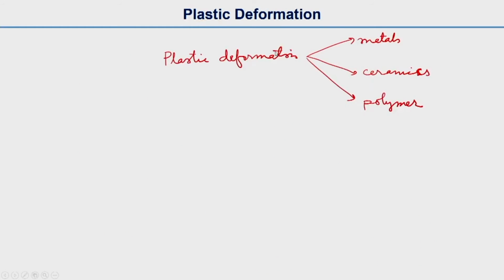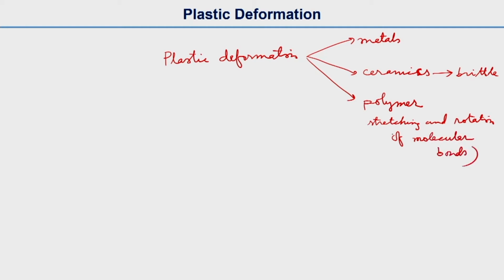Now if you come here, ceramics are mostly brittle, and there will be very little plastic deformation, but some ceramics can show some plastic deformation. For polymers, the deformation mechanism is very different, and it is basically stretching and rotation of molecular bonds. This is for polymers, but as I told you, we are focusing only on metals now.